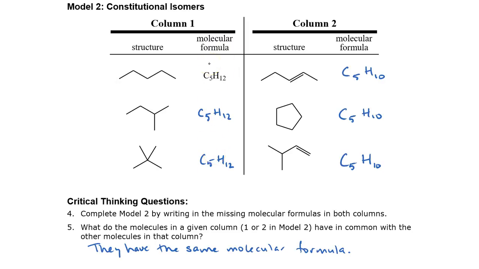You could have written other things. Some things, you could have said they all have carbon and hydrogen, right? Or you could have said they all have the same numbers of carbons and hydrogens. That would have been correct. It's just simpler to use the words that are already provided for you in the model.